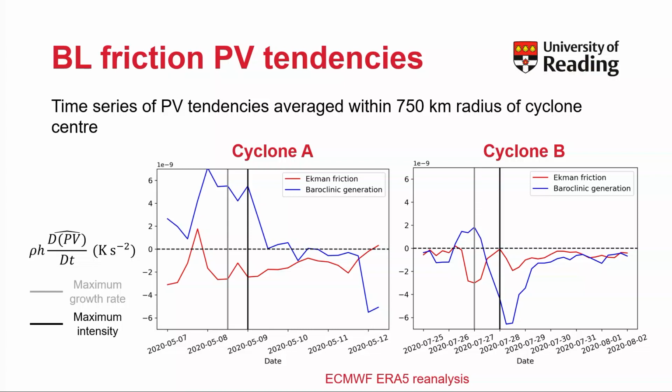So generally, the Ekman friction term is negative, and so I'll focus on the more interesting baroclinic generation term. So during the baroclinic growth phase, the baroclinic generation term is positive and large, and then after maximum intensity, this term drops off and reduces in magnitude as the cyclone matures. But then for cyclone B, this term is also positive during the baroclinic growth phase, but it has a smaller magnitude, which indicates reduced baroclinicity. And then it begins to undergo this transition to this cold core columnar vortex structure.